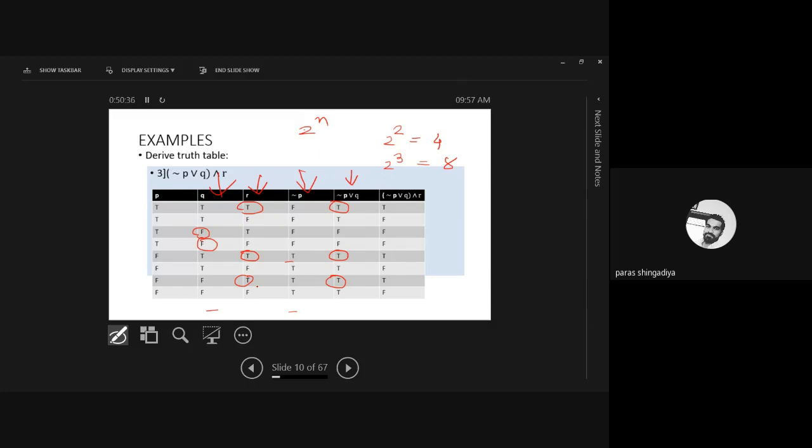So this type of question will be there in the exam: check the truth table, or derive the truth table, of the following compound statement. Okay. We'll check some more examples in the next lecture. Then after, we'll discuss the next topic.